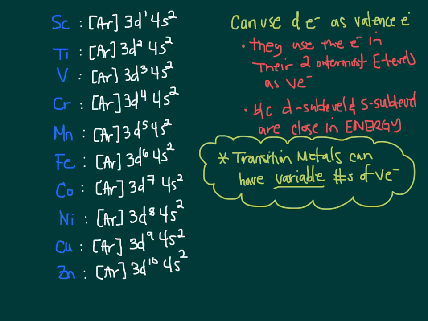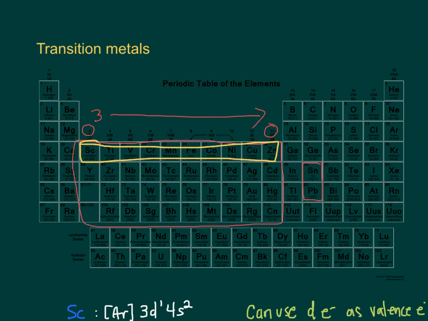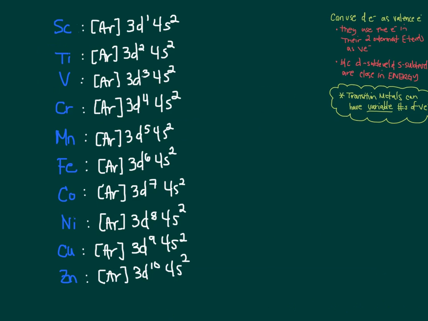So unlike your families 1 and 2, and families 13 through 17, who have pretty set numbers of valence electrons, your transition metals are kind of all over the place. So we're going to talk about why, and I'm going to give you some examples.